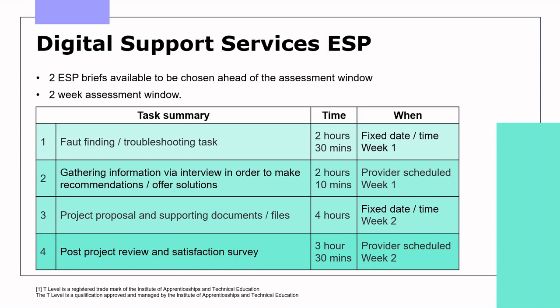Task 3 is the production of a project proposal and any other requested documents, for example, a network diagram for the network cabling and digital infrastructure employer set project. And task 4 is also an evaluation with the production of a satisfaction survey and a post-project review document.